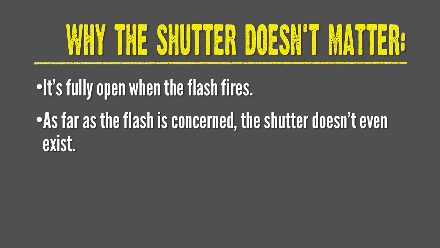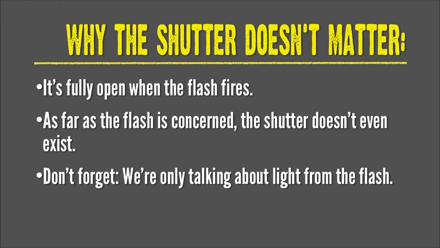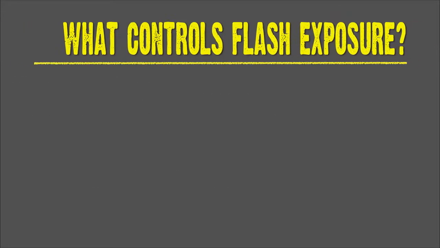So what controls the exposure of the flash, right? Because the shutter isn't involved anymore. That does not exist. What else do we have? Oh yeah, we're only talking about light from the flash. So the shutter still impacts ambient light. We're just talking about light from the flash, so don't forget that. So what controls our flash exposure if our shutter isn't involved?